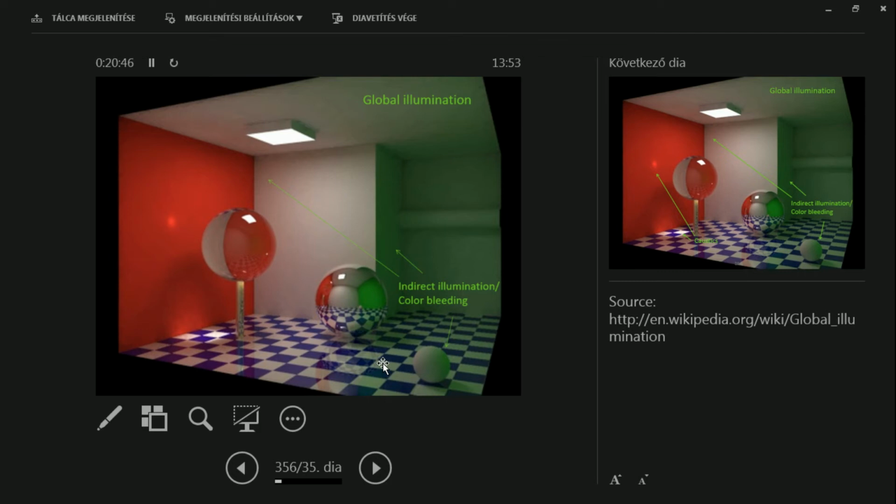Okay, what are the other guesses? Refraction? That's technically refraction, yes, but that's not how we call the effect. Okay, anyone else? Okay, this is what we call caustics. So what kind of light path is this? This is an interesting light path.